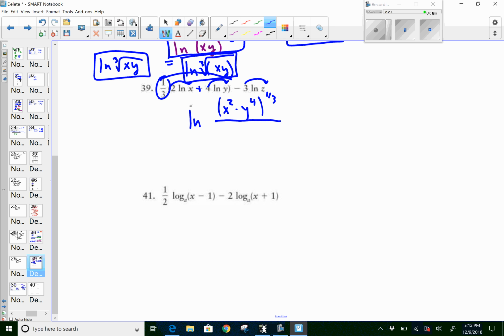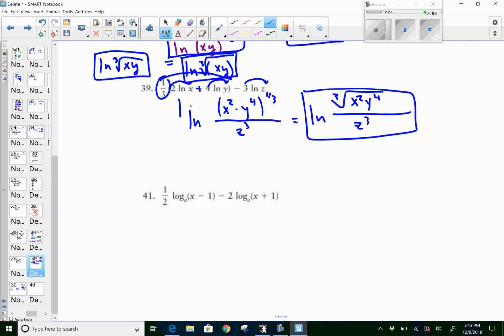All right, that wasn't too bad. And then over here we have a subtraction, which again changes into division. And the only thing we have on the bottom is a z to the 3rd. All right, so I can rewrite this. So 1/3 is the same thing as cube root. I'm going to put ln. So on the top, I'm going to have the cube root of x squared y to the 4th. And on the bottom, I have z to the 3rd. So this answer and this answer, again, are equivalent.